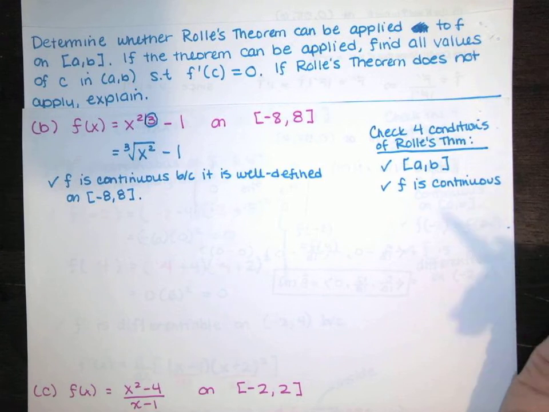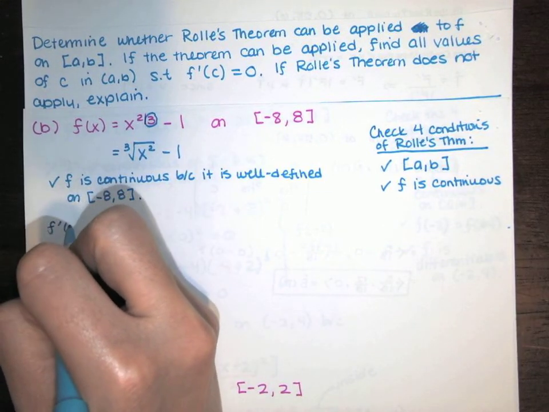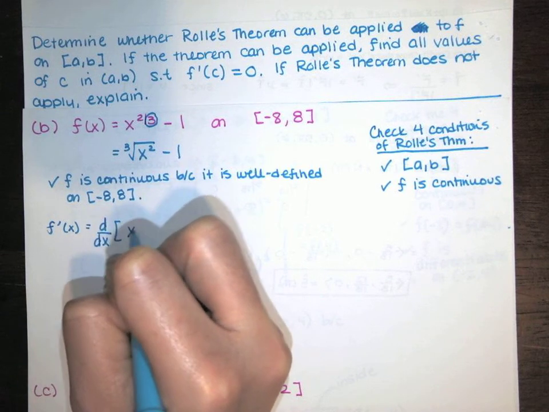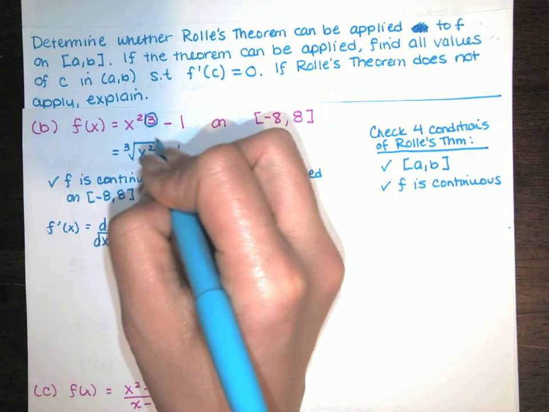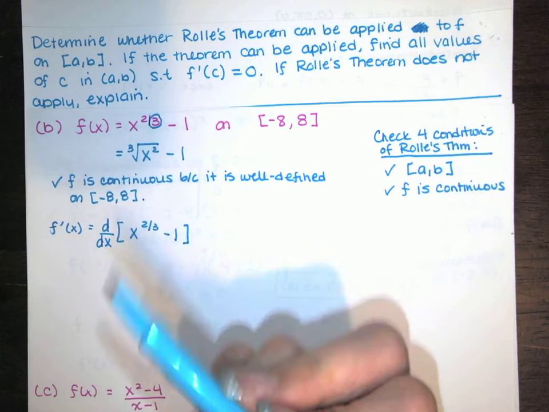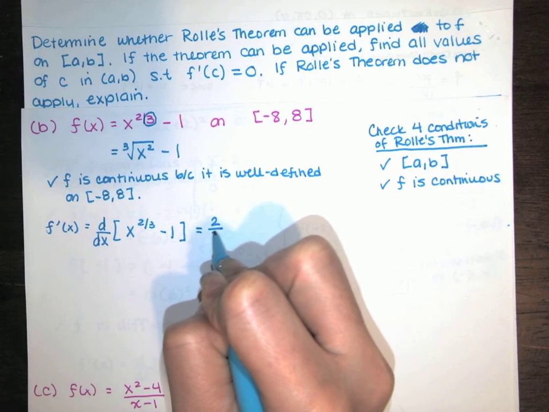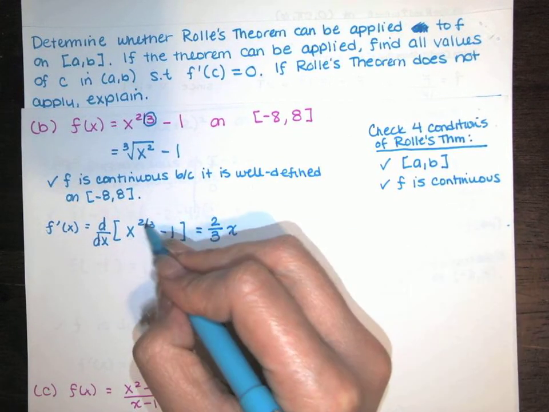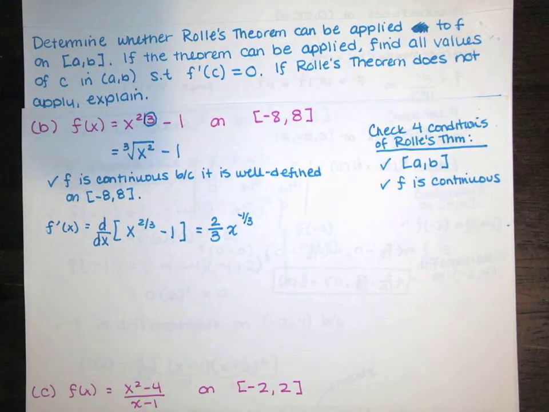We also need to check differentiability. So compute f prime. F prime is the derivative with respect to x of x to the 2/3 minus 1. I'm using this form as opposed to this form because in this form I can use my power rule. So I bring the power down and multiply by x to the 1 less power. 2/3 minus 1 is negative 1/3, and the derivative of negative 1 is 0.